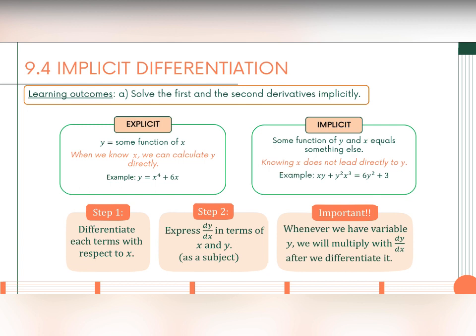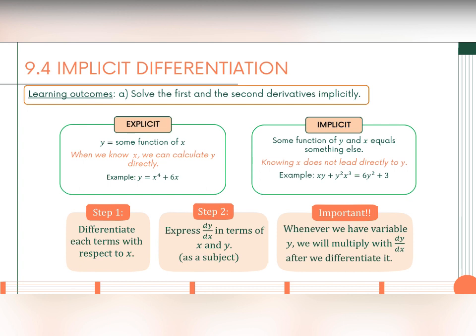So, for example, let's say nak cari value of y when x equals to 3. So, kamu kena gantikan 3y tambah 3 kuasa 3 berapa? 27y squared equals to 6y squared plus 3. So, kamu nampak dekat sini, untuk dapatkan value of y, kamu kena cari quadratic equation. Nak kena solve pula. Okay? So, that is what it meant by implicit lah. Tak boleh directly dapat the value of y.